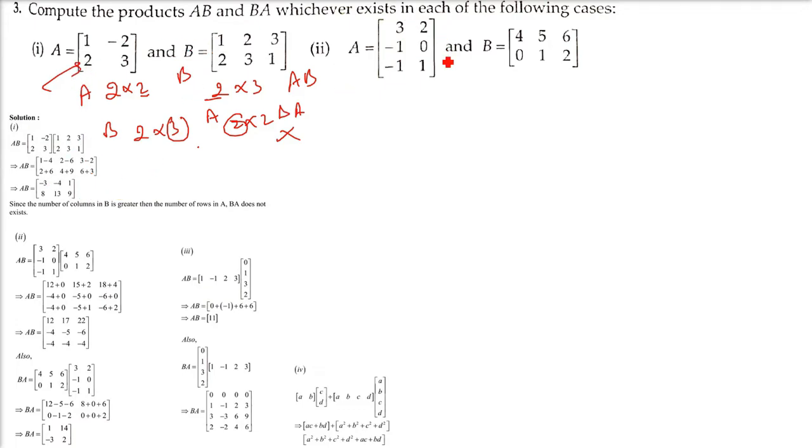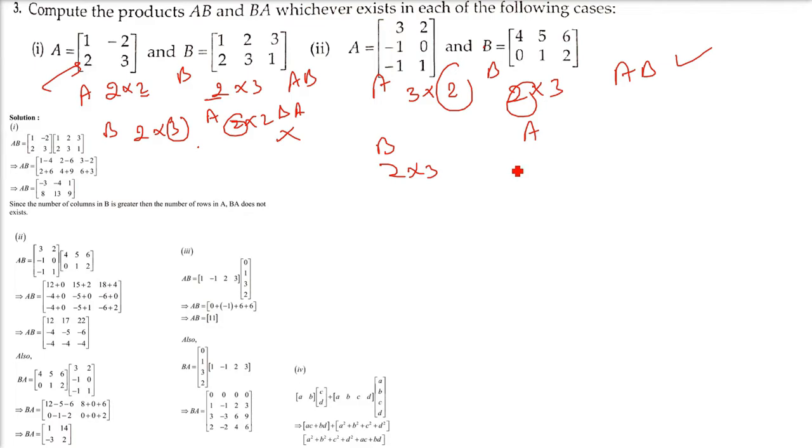Then this one, this is A and B. This is 3 rows and 2 columns. So 3 cross 2. Here we have 2 rows and 3 columns. So 2 cross 3. Since this 2 and 2 are equal, then AB is possible. How about BA? What is B cross A? B is 2 by 3, A is 3 by 2. Since 3 are equal, so this BA is also possible. So you have to do it for this one also.